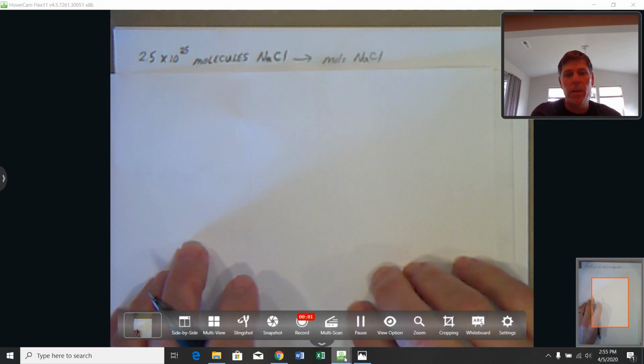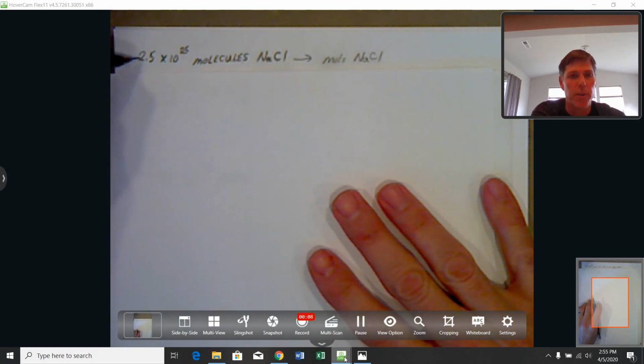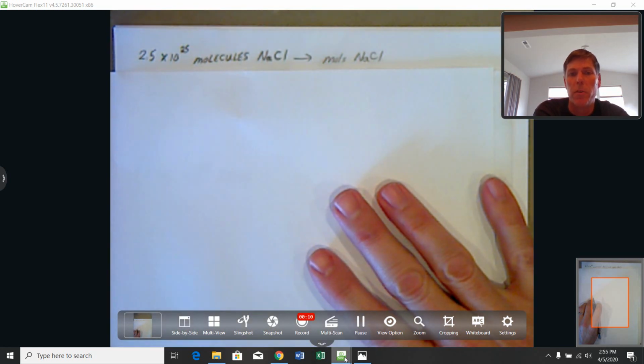So what we're going to be doing now is looking at conversion from molecules to moles. We call this a one-step. In this case, we've got 2.5 times 10 to the 25th molecules of NaCl, where molecules are just groups of atoms combined, and we're going to be converting into moles of NaCl. Remember, a mole is like a dozen. It's a whole bunch of smaller pieces, just a grouping of them.